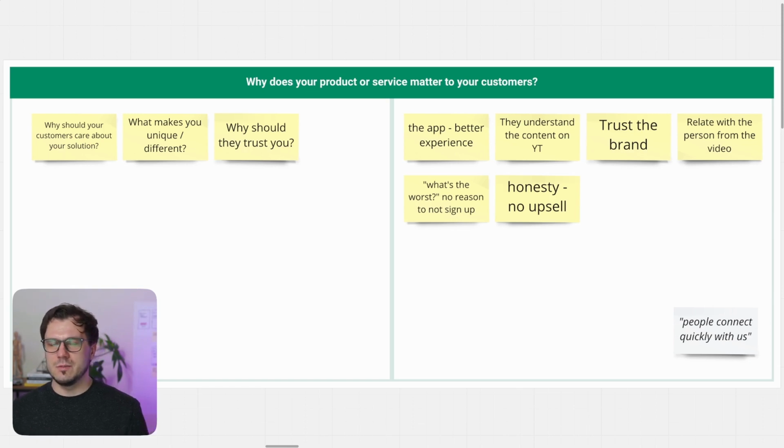Then we want to understand why those people should care about these services, what makes them unique, and why the client should trust them. And you can see some examples on the screen, like a good experience through the app, because they understand the content provided in different formats like on YouTube, because they trust the brand, things like this.